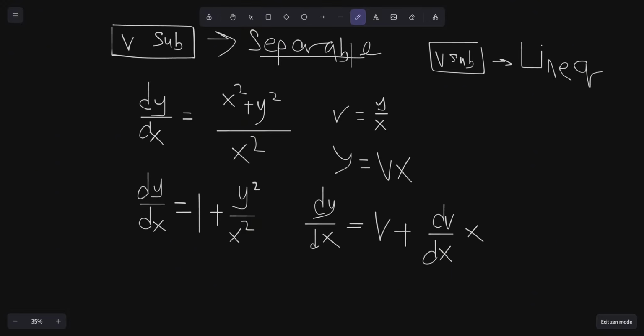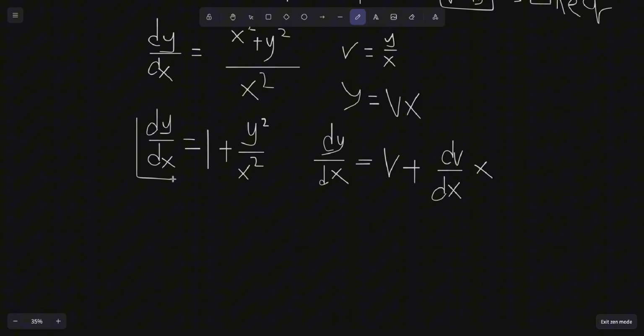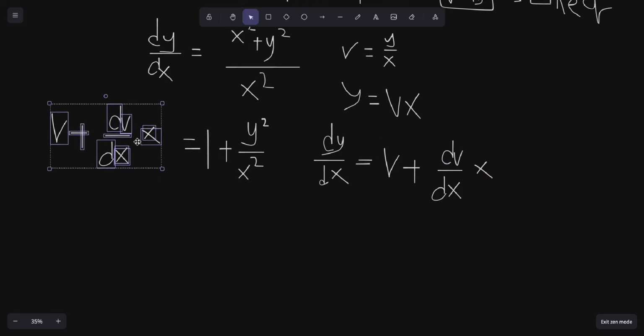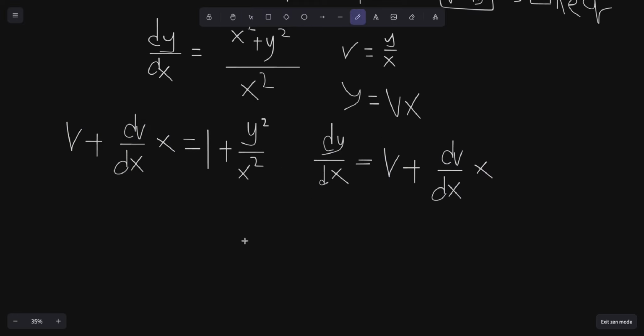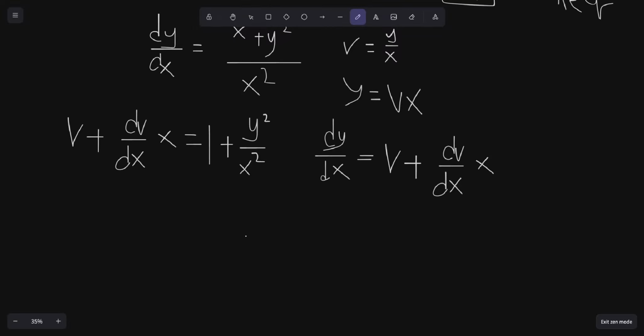Let's substitute everything in here. I substitute dy over dx into my equation. Just copy and paste. This looks pretty messy. Is there any way I can simplify this? We substituted dy over dx in terms of v, dv over dx. How about we substitute in for this term as well?